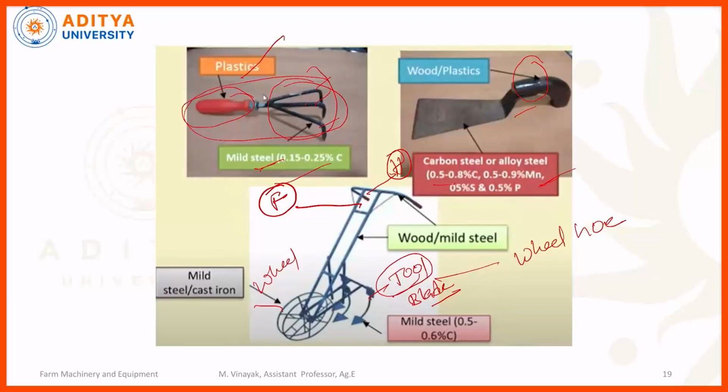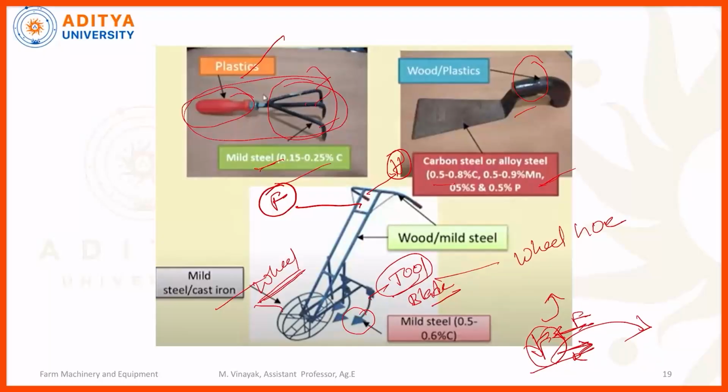So next one is a wheel. By rotating the wheel in this direction, this blade can move in forward and reverse directions. Suppose a weed is there, this blade moves forward and reverse, and the weeds are removed from here and thrown to the back side of the moving direction. This wheel is made up of mild steel or cast iron.